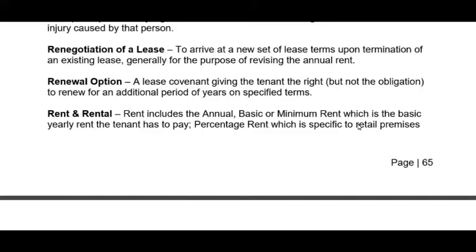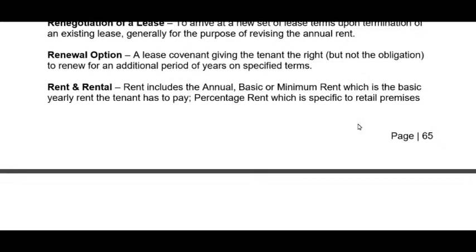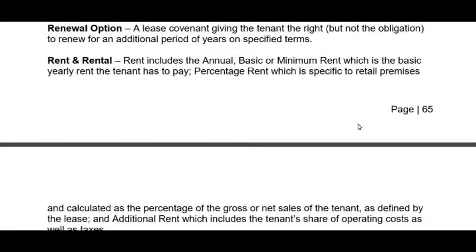Renegotiation of a lease. To arrive at a new set of lease terms upon termination of an existing lease, generally for the purpose of revising the annual rent. Renewal option. A lease covenant giving the tenant the right but not the obligation to renew for an additional period of years on specified terms.